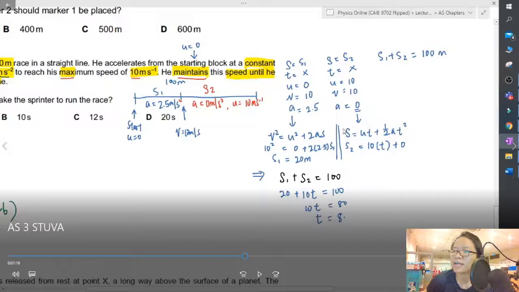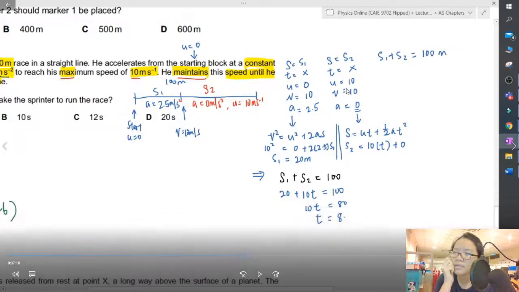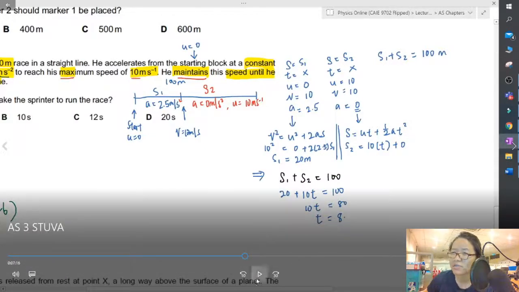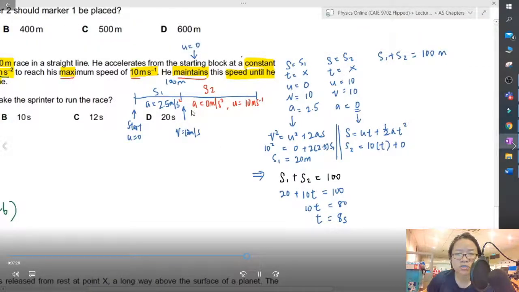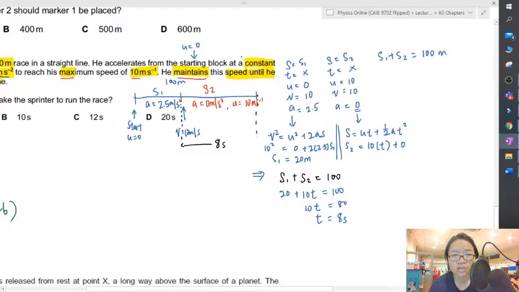You can once again ask me, Miss, why don't you use V squared is U squared plus 2AS? Because I'm looking for T. So let's continue. I get T is equal to 8 seconds, meaning the entire duration for S2 is 8 seconds. I also need to find the duration for S1. How long did it take to accelerate from 0 to 10 meters per second?